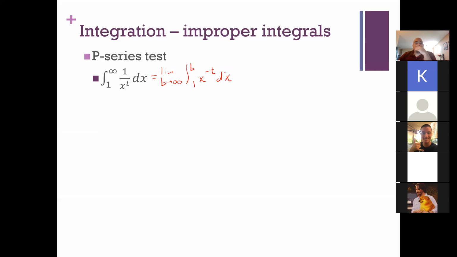dx. T is a constant. So I'll go ahead and write down that antiderivative. Really, this is not going to act any differently than x squared did. So I'm going to take my power, I'm going to add 1 to it.